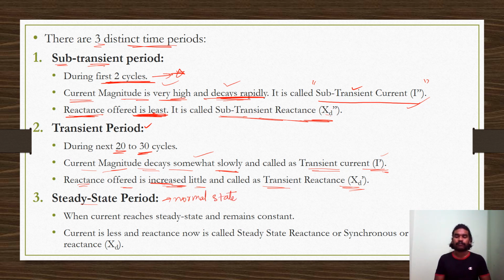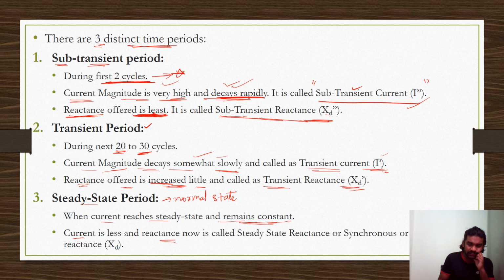This is the normal state of the alternator. This is when the current reaches its steady state value and the current value remains constant, does not change. Whereas if you see the transient period, the current was decaying rapidly, here decaying somewhat slowly. There is a change in value of current, but here it remains constant throughout. And the current value is less, isn't it? We have seen already in the picture.